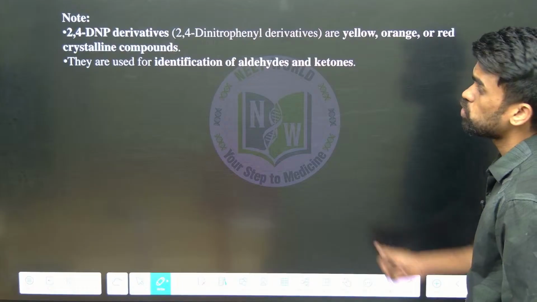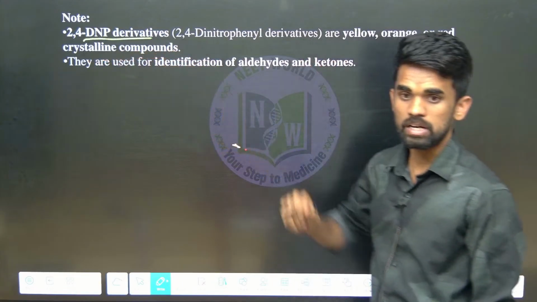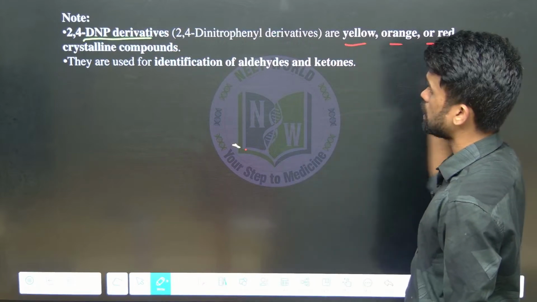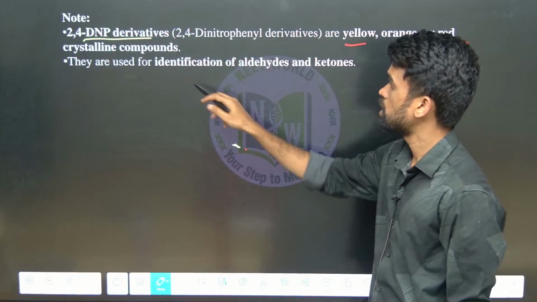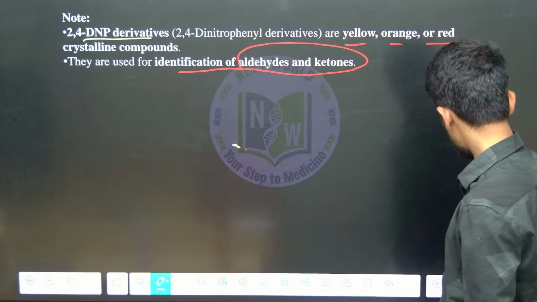Now the 2,4-DNP test, that is 2,4-dinitrophenylhydrazine, which we discussed. It will form yellow, orange or red crystalline compounds. So it is used for identification of aldehydes and ketones.